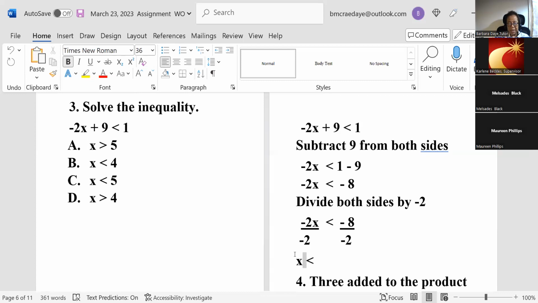It's -8 divided by -2, it's 4. That's right. Positive 4 because they're like signs.